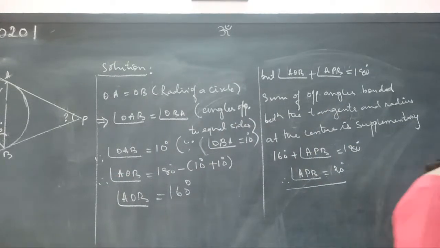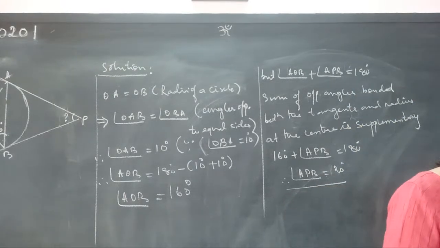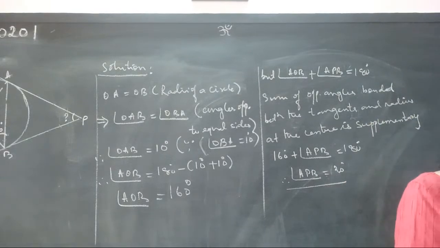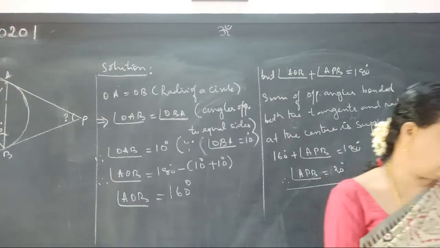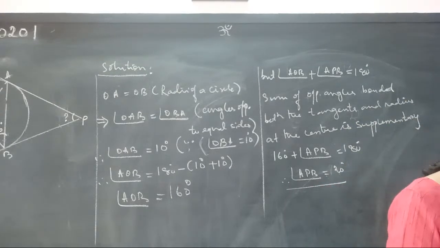This type of question we already did. Anyhow, we'll do it. They have given the radius of the two concentric circles. We have to find out the length of the chord of the larger circle. Just go back. Yesterday I have done this. Question number 4 in your notes.